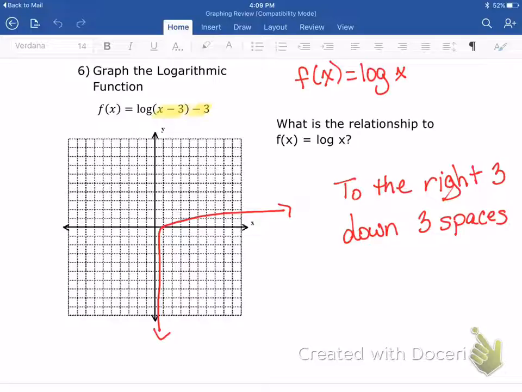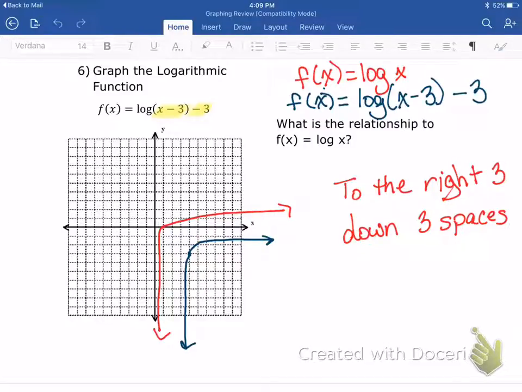So I am going to take my x-intercept, where it crosses the x-axis, and I am going to go to the right 3, 1, 2, 3, and I'm going to go down 3. And at that point, that's a point on my graph, and then I can draw it again. Okay, and that is your graph. The blue graph is f of x equals log of x minus 3 minus 3.